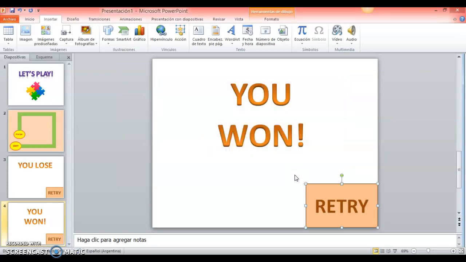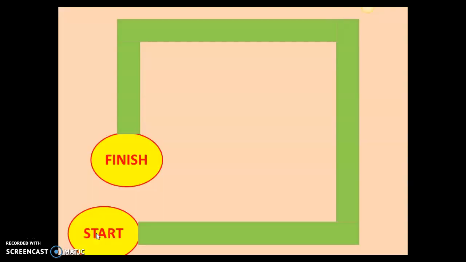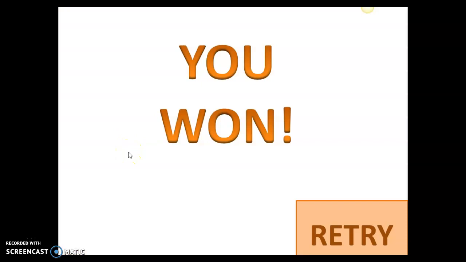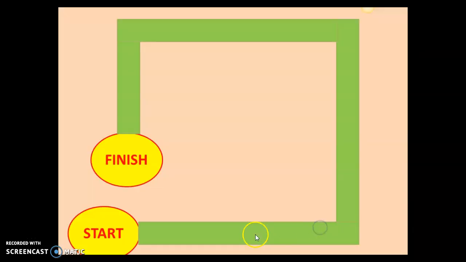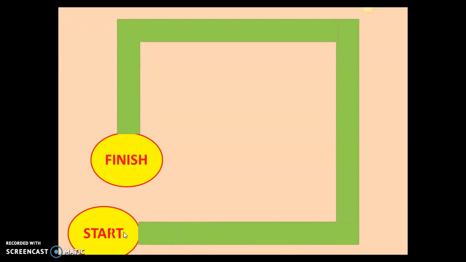So, when we play the game, as in this case, this is the introduction, and this is the game. So, if you go like this and you follow the way, you will arrive to finish and you win. We can click on retry, and what happens if we cannot follow the line and we go like this? We lose. So we can go again to the game and start it again.